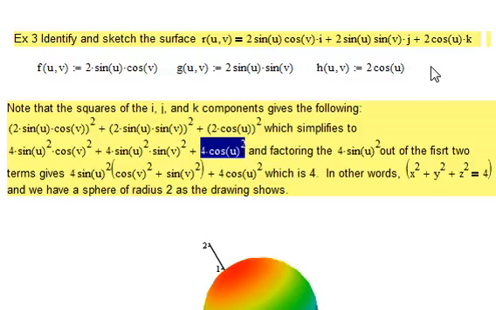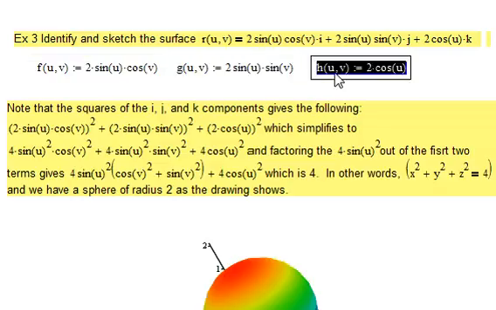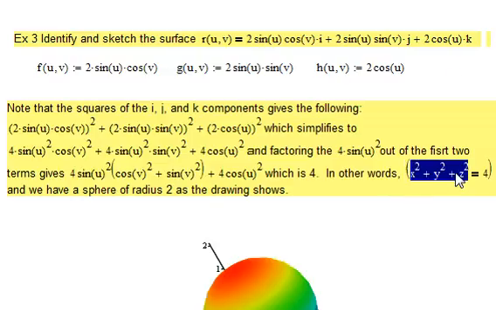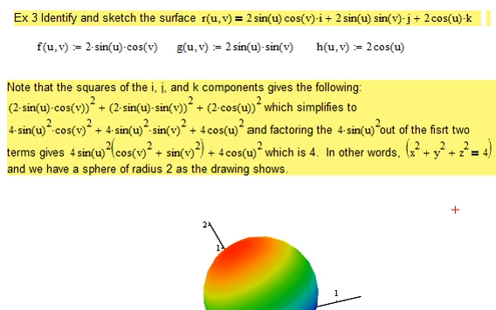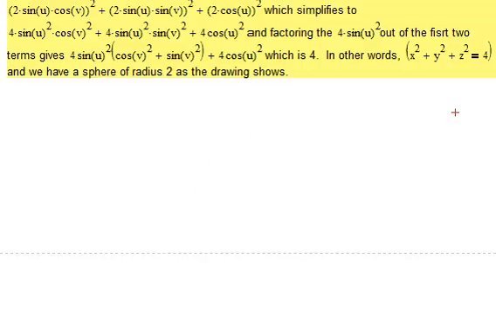Well, that's 4. Factor out the 4, we got 4 times quantity sine squared u plus cosine squared u, which is 4 times 1. So it's just 4. So I squared the x part plus the y part plus the z part, and I sure enough got an answer of 4. Right? So it's x squared plus y squared plus z squared equals 4. You should be able to recognize that as a sphere of radius 2 with center at the origin. Wow, isn't that cool?